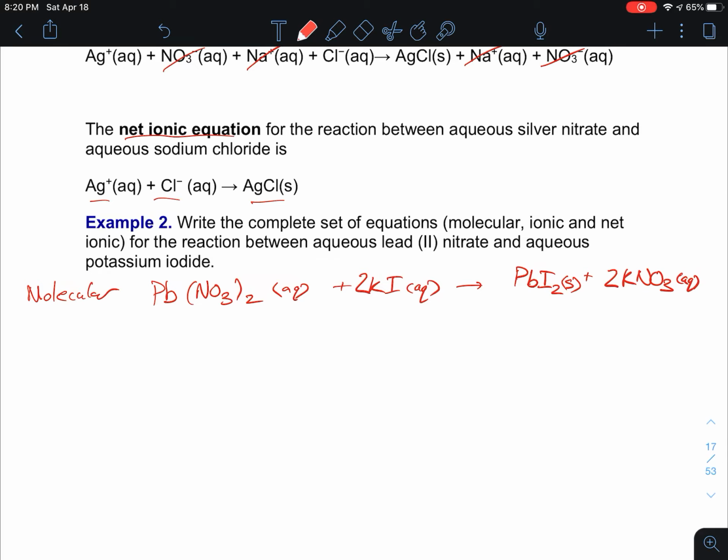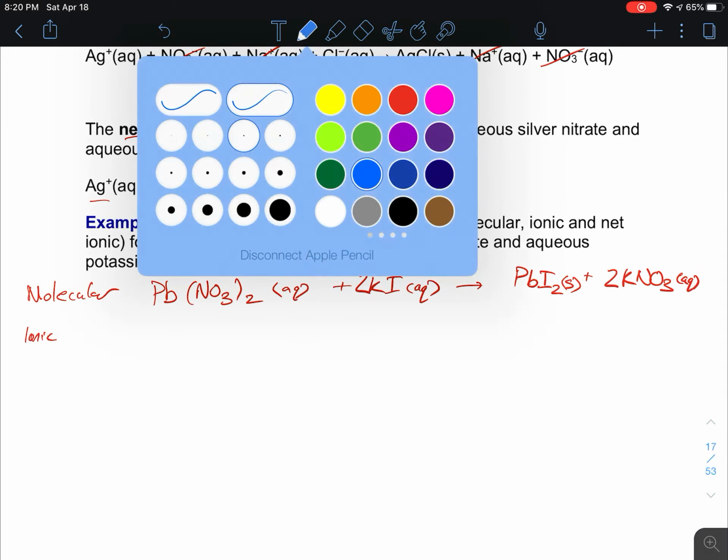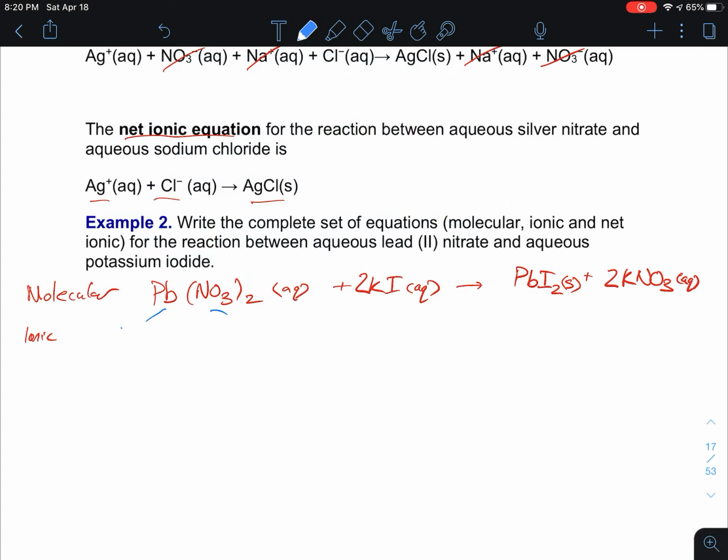Now we're going to write the ionic version, where we take any aqueous compound and split it up. So split it up, split it up, split it up. Lead 2 plus, aqueous. There are 2 nitrates, aqueous. Don't forget the ionic charge. There are 2 potassiums, and they're aqueous. There are 2 iodines, and they're aqueous.